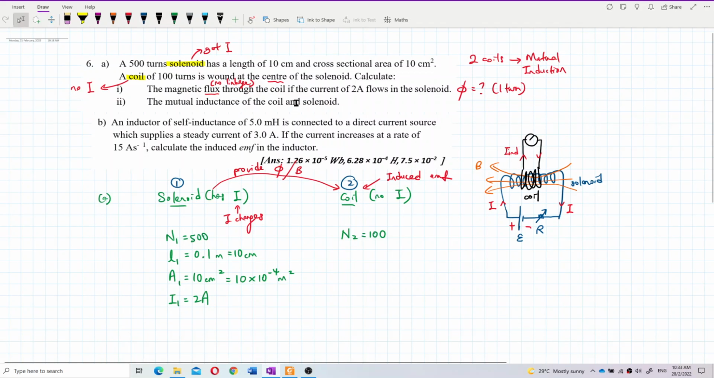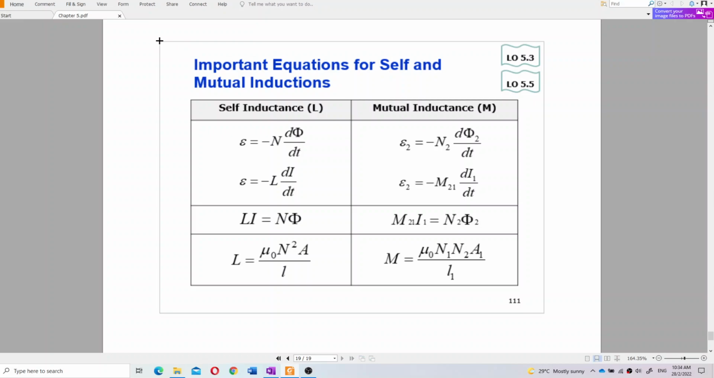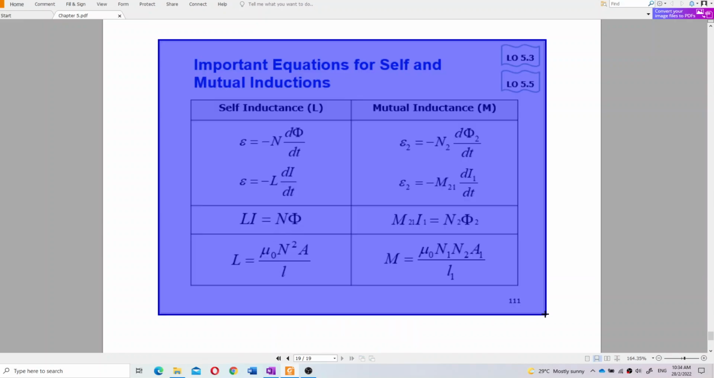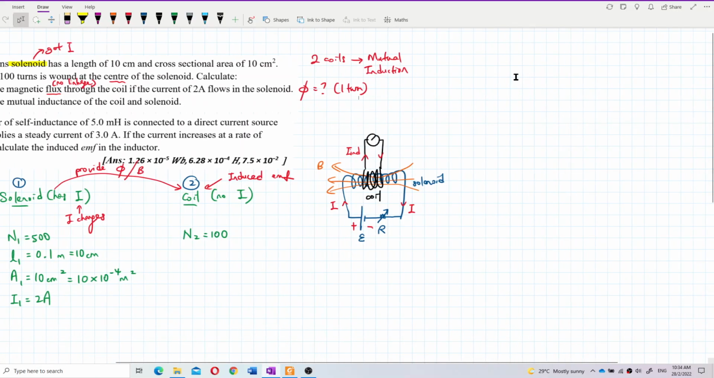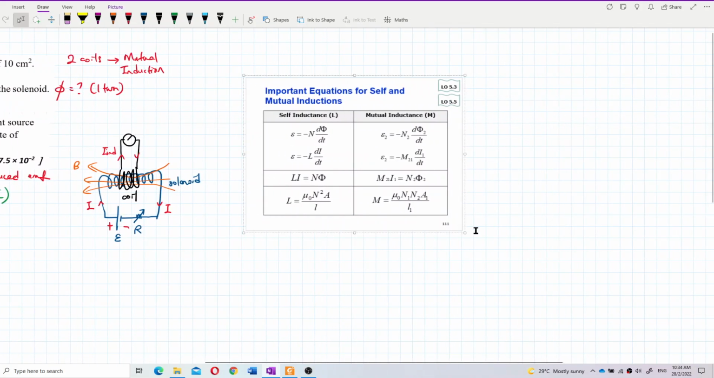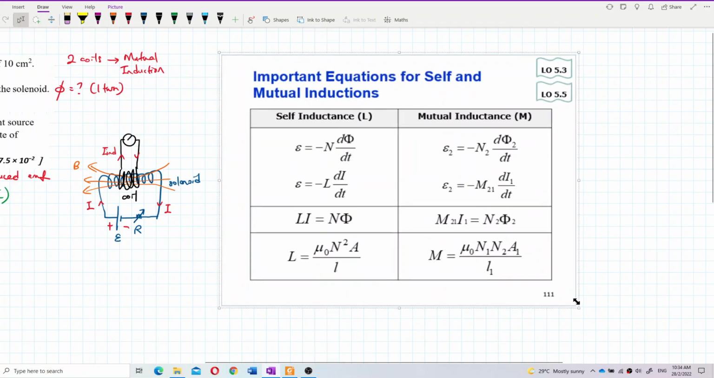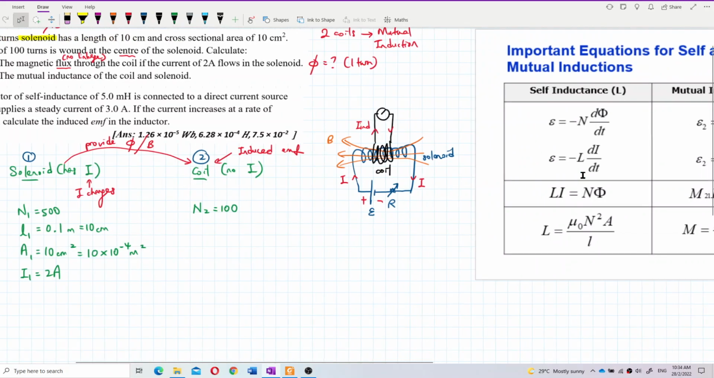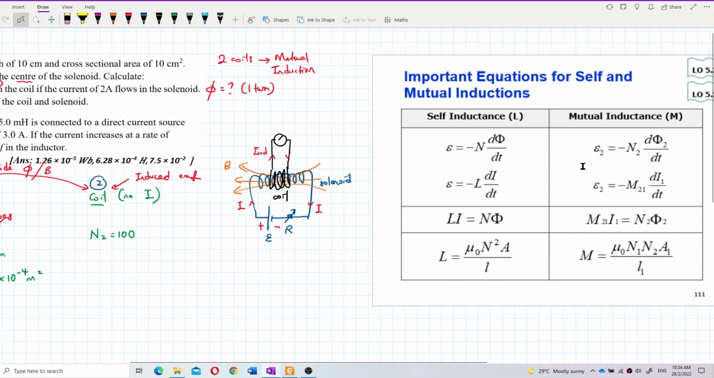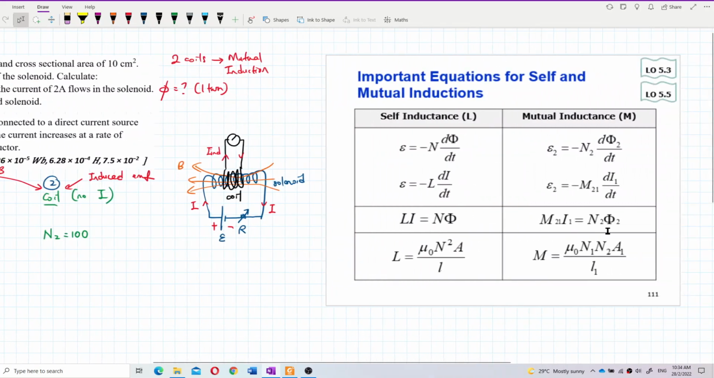So how are you going to do it? Basically these are the formulas. I would like to write down this formula. Copy this first. Let's see what formula we can use. This one, I put it here. So how are you going to find the magnetic flux for the coil?